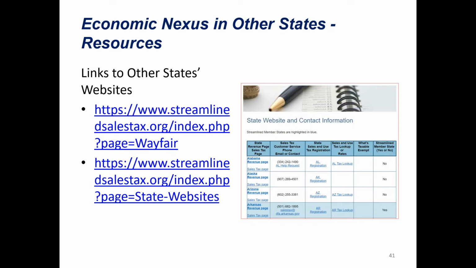One of the best resources to find out streamlined states, as well as some other states, could go to the Streamline website. So streamlinesalestax.org is a good resource to connect you to those other states. They have a website that actually lists out the contact information, phone number, websites, and whether or not they're a streamlined state.